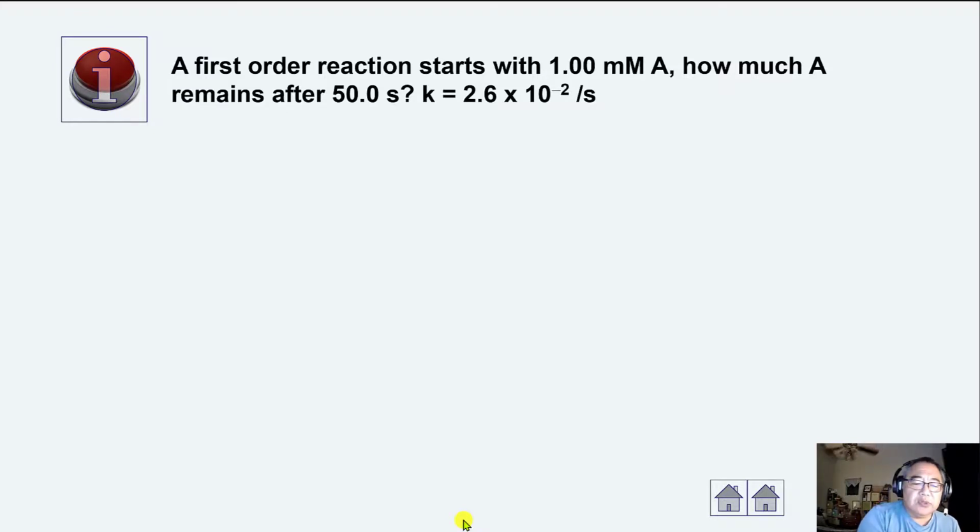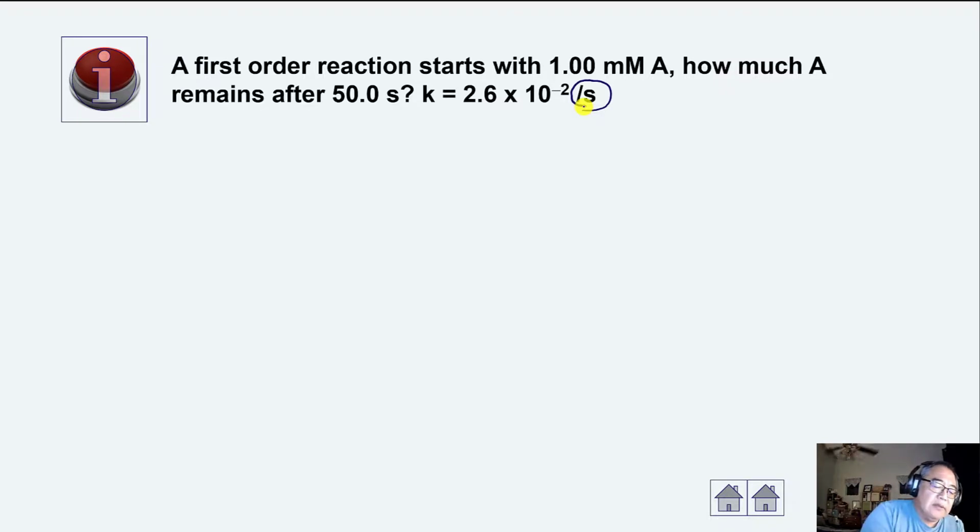So these are first order. And actually, you should be able to tell when you study this that, oh, gosh, that unit looks like a first order reaction rate constant, because the units are per second. And when you do calculations, you'll see that in order to get molarities per second, you have to have that in the rate constant. Okay, so we have a first order reaction. It starts with 1 molarity unit of A. How much A remains after 50 seconds, and it gives the rate constant.